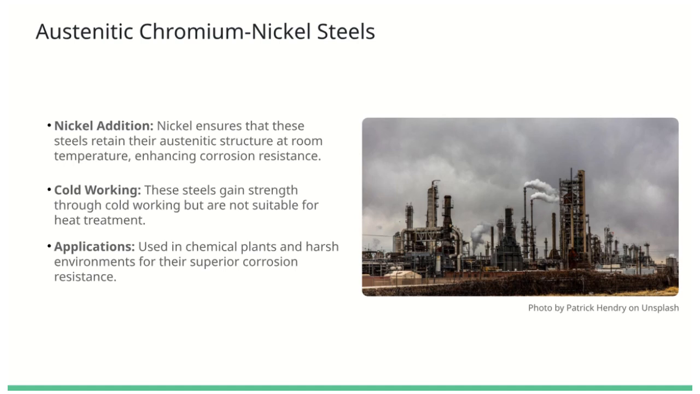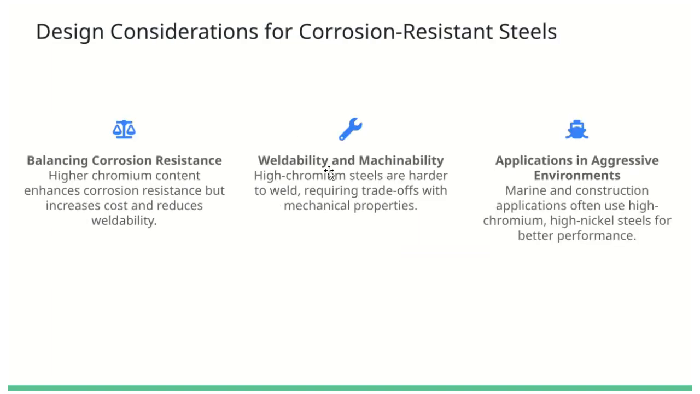The application is in chemical plants and harsh environments for their superior corrosion resistance. And for design consideration for corrosion resistant steel, we have to balance corrosion resistance, because for some of the steel you use, you may want to do the welding process, where you join with heat. Because of the chromium content, it is hard to weld. So there's a trade-off.